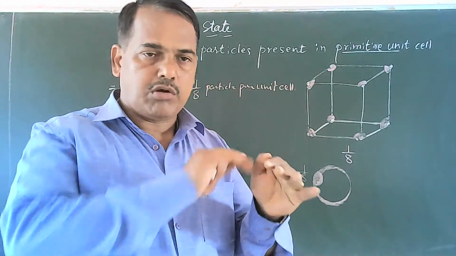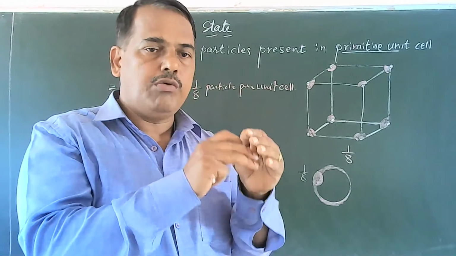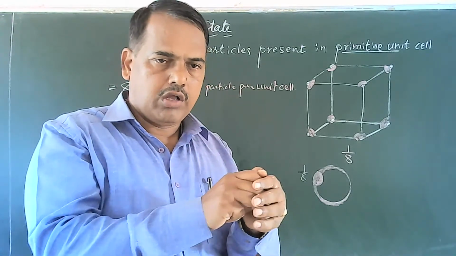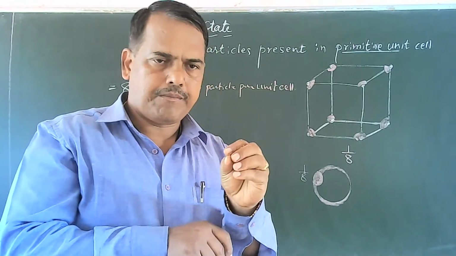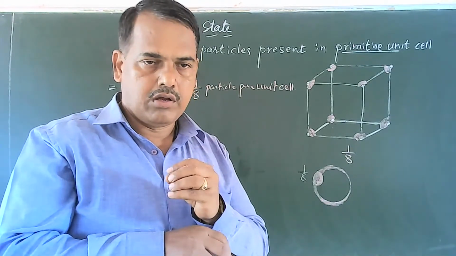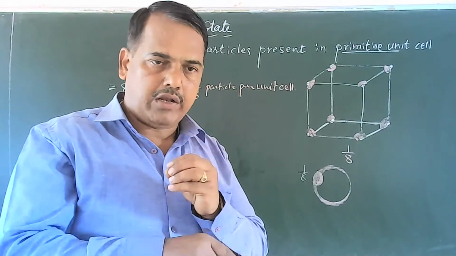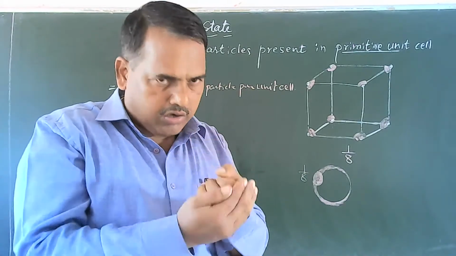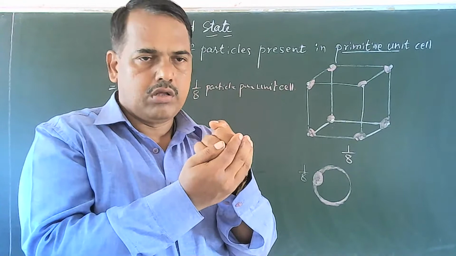Are you clear? So it is nothing but the contribution. The contribution at a corner is only a small part. How much is it? 1 by 8. Why do we have to take 1 by 8? It is nothing but the contribution at the corner.